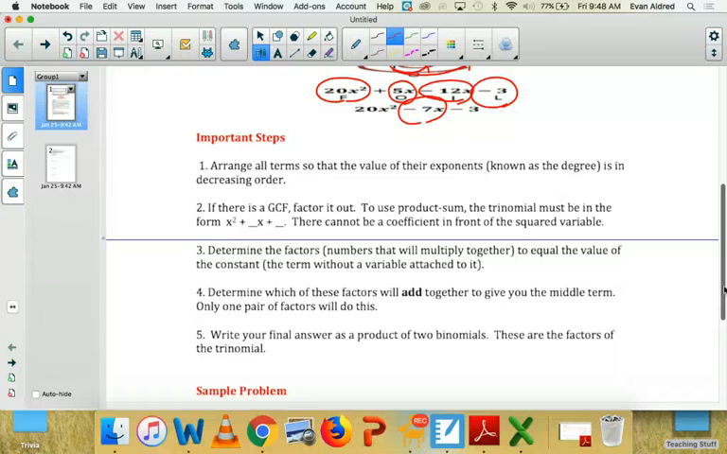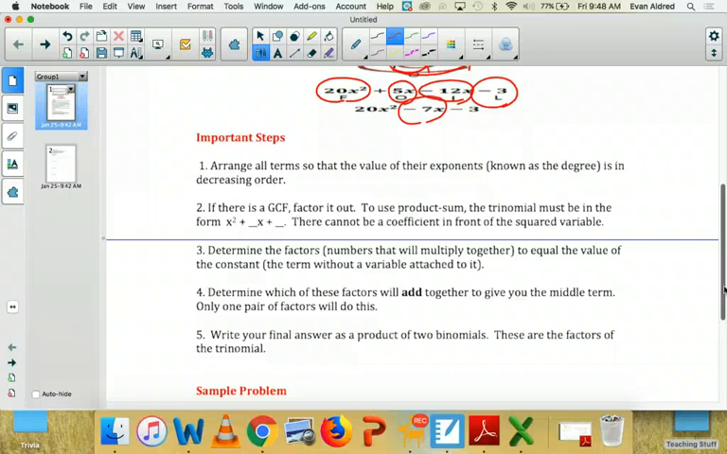Make sure that your exponents, or the degrees, decrease. Step 2, if there's a GCF, factor it out. That is something that we looked at in reference guide entry number 4. That is your first means of factoring always. Always pull out a GCF if you can.